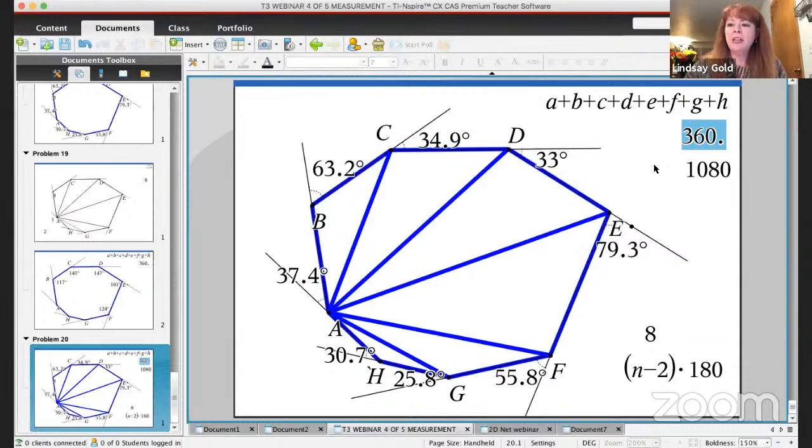Sure, absolutely. I really like what you did there, making the triangles within this shape. I think that is really cool. And I am more apt to remember a formula if I understand why. So thank you for doing that.